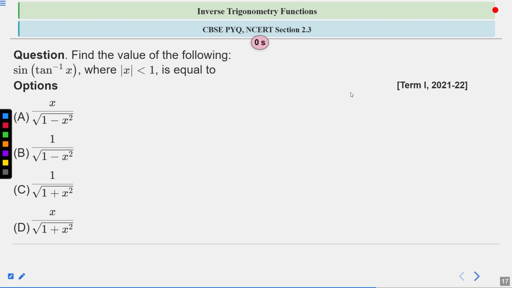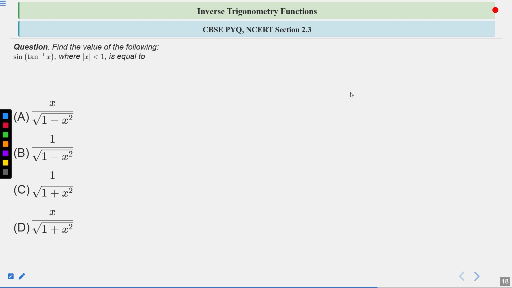Okay, let us move to the solution part. We have to basically find the value of the following expression, and the given expression is sine of tan inverse x, where mod x is less than 1. We basically had to find the value of sine of tan inverse x. Clear? So the correct answer will be x upon root over 1 plus x square, right? Let us see how.